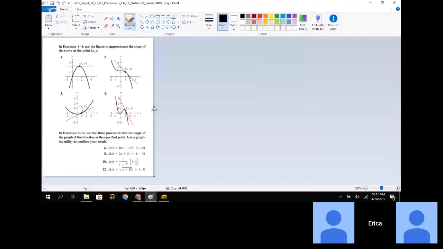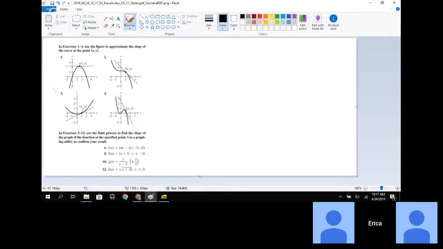Okay, so the first few questions, they give you a function. They don't tell you what the function is, but they give you a function. Like, for example, number 2. I know this is a cubic equation, but it looks like it flattens out a little bit. Basically, they want to know, at this particular point, which looks like 1, 1 in number 2, what is the slope of your curve at point 1, 1?